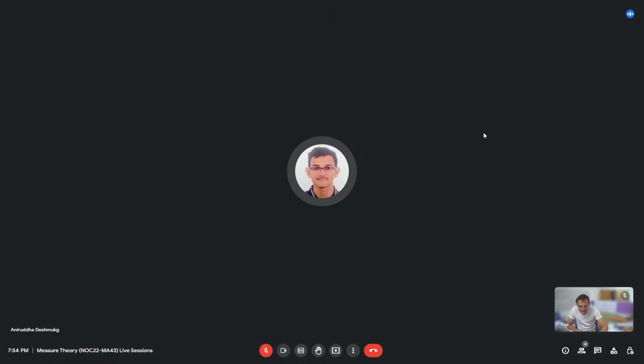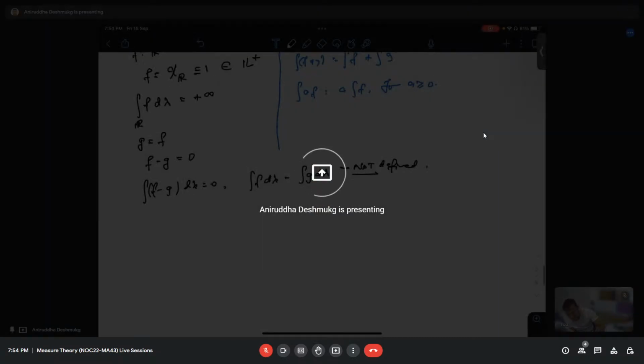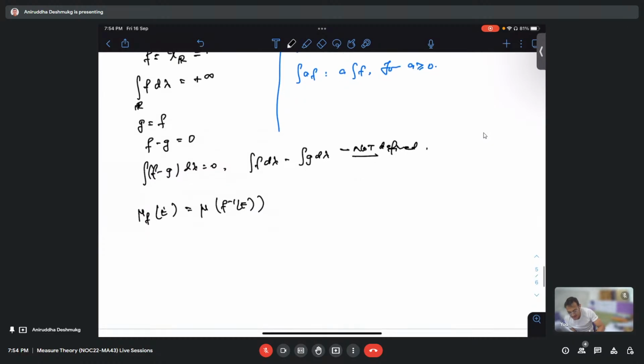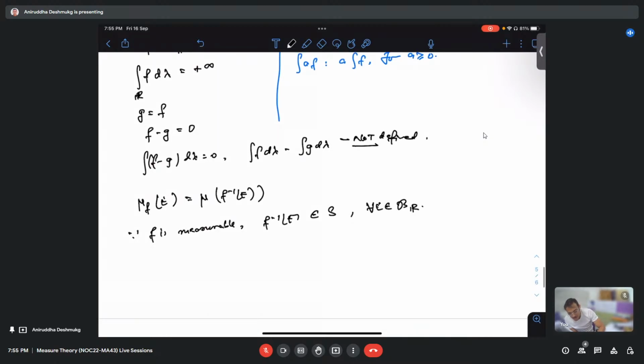See, we just have to prove that this mu f is a measure or not, right? How did we define it? We defined it as mu of f inverse E. Since f is measurable, this f inverse of E always belongs to S, for every E in the Borel sigma algebra. Now, what has this got to do with f being non-negative? Nothing, right? So f can be negative.